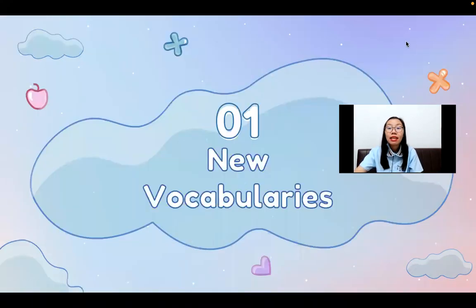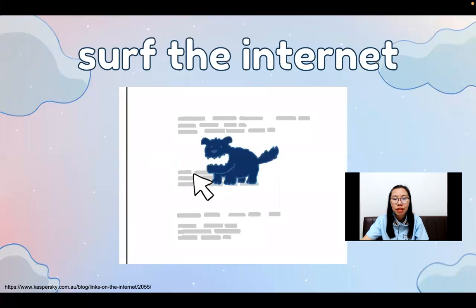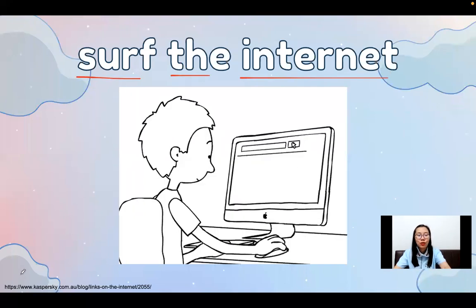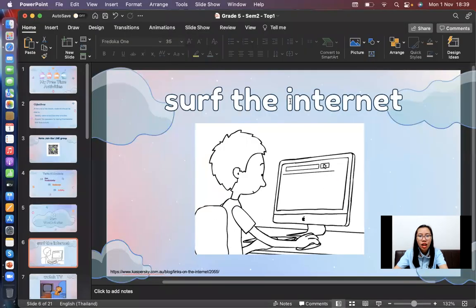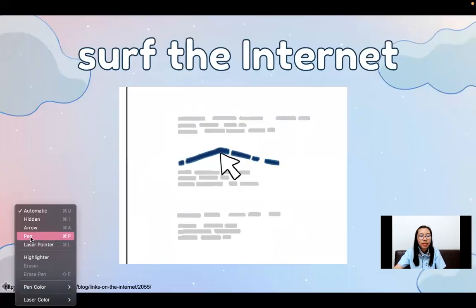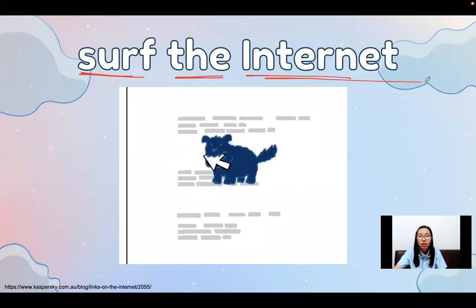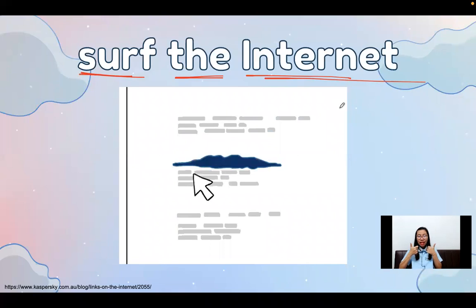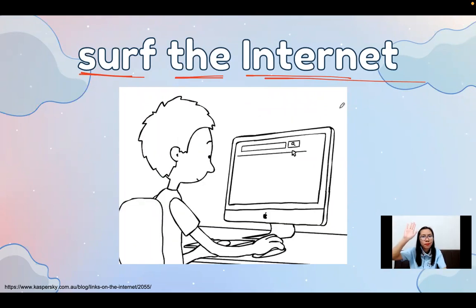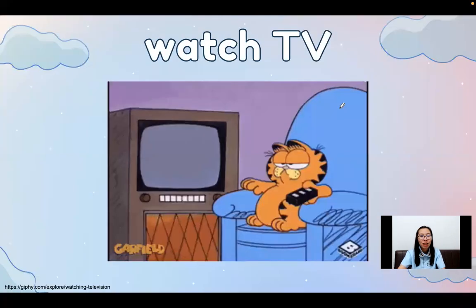Everybody, let's say these together. Let's start with the first one. Everybody say, surf the internet. Surf the internet. Internet is capitalized because it's a proper noun. Again, everybody say, surf the internet. Now, who likes to surf the internet? Hands up. Teacher Shy, yes, I like to surf the internet. Okay, good job.